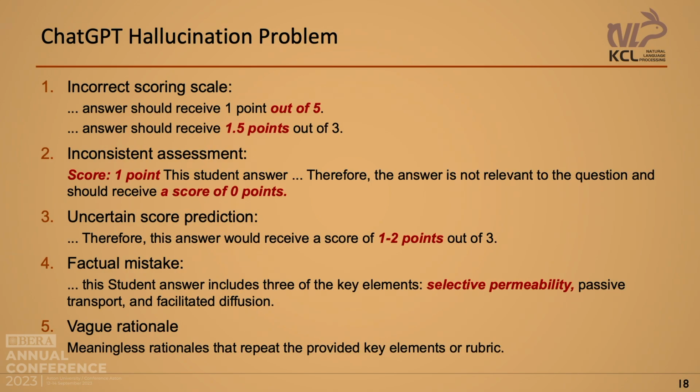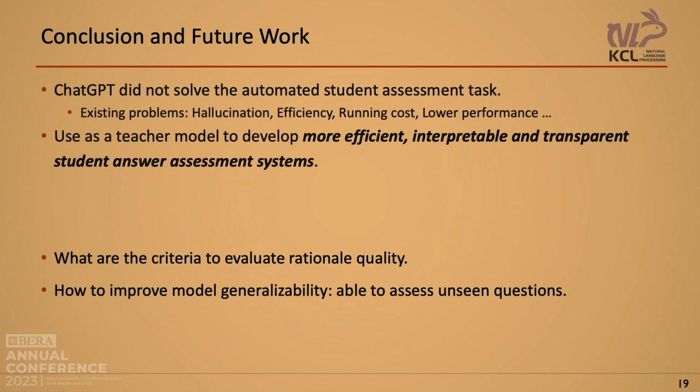So those hallucination problems indicate that ChatGPT is not suitable to be directly deployed for the automated student answer assessment task. In conclusion, our project finds that ChatGPT didn't solve the automated student assessment task due to some existing problems, such as hallucination, efficiency issues, running costs, and lower performance. But we found that it can be used as a teacher model to develop more efficient, more interpretable and transparent student answer assessment systems compared with those existing classification approaches.